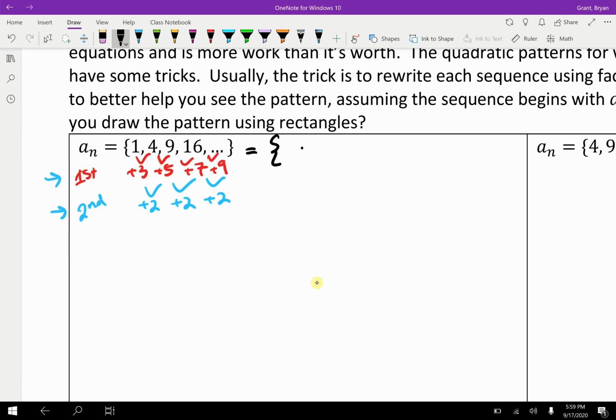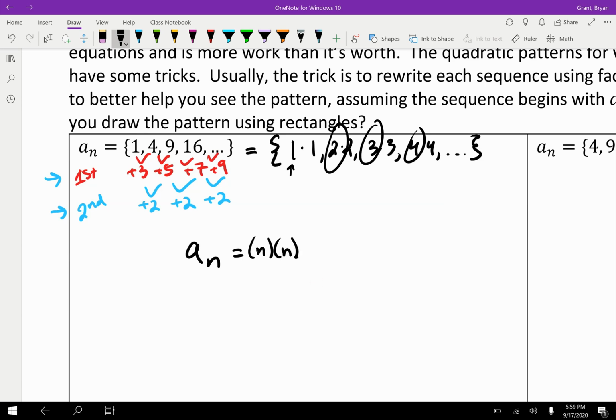These quadratics make rectangles. My first one is 1 times 1, 4 is 2 times 2, 3 times 3, 4 times 4, and so on and so forth, right? And then let's go ahead and write that formula. So our general term, well, 1 is n, that's our first term. Second term, third term, fourth term, I think we can just say it's n times n. Or, of course, n squared. And then we check it.